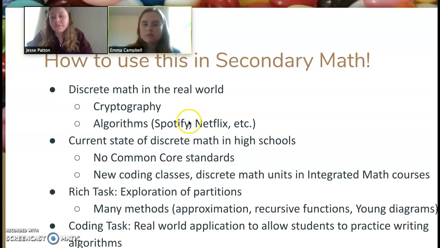This could be posed as a rich task for students who might be interested in exploring partitions. It could also introduce topics like approximation and recursive functions, and Young diagrams might be interesting to them and be a visual way to see math. But also this could just be used as a coding task, and lots of students are going to be interested in that, so that just might be a draw for them to be more engaged in math in general.